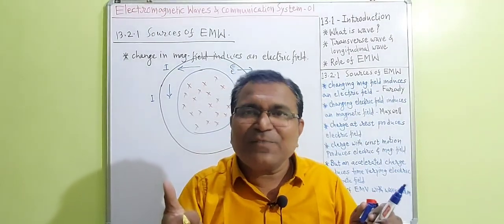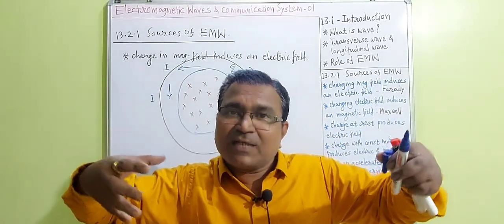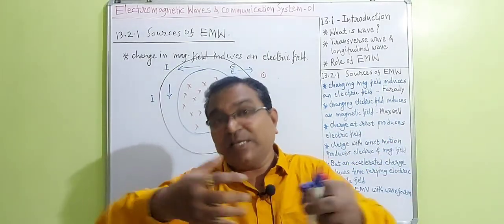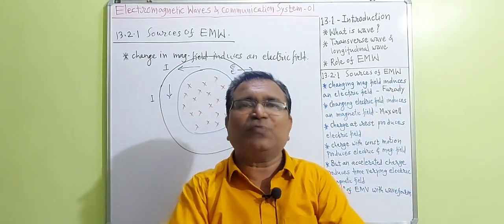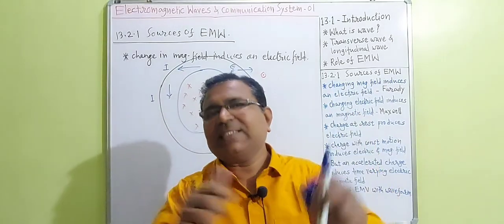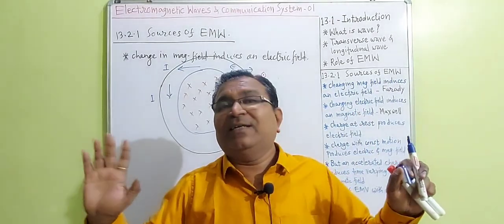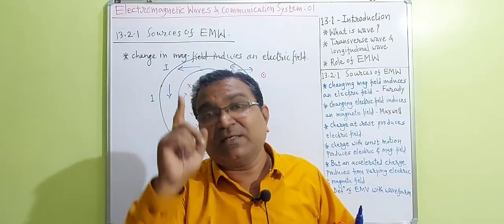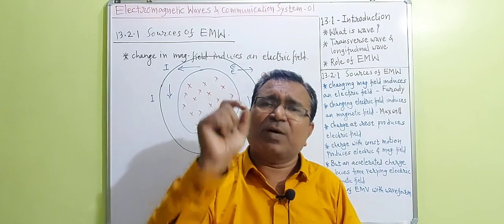That means electric field and magnetic field are not independent. They are associated with each other. They depend on each other. Electric field and magnetic field are like two brothers, two sisters. They depend on each other; they are not separated. Remember this sentence, this concept, dear student, in our mind.